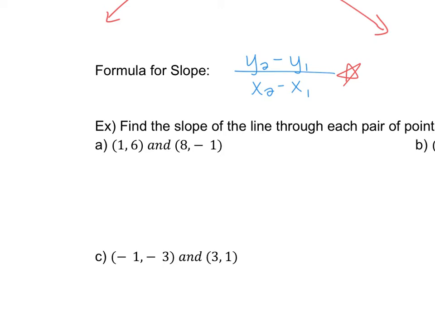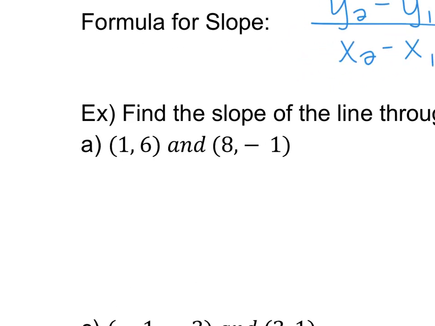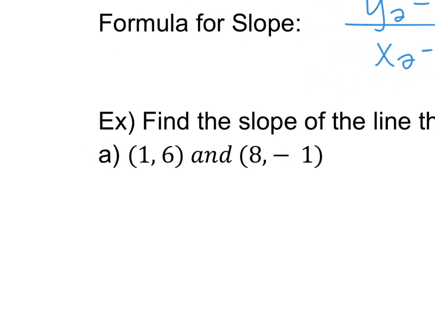Okay, so to find the slope through a pair of points, first thing I always do on these problems is I label my points. So it doesn't matter which way you label them, you'll still get the same answer. You just have to be consistent. The first coordinate is always your x. So I'm going to call this x1, y1, because the second coordinate is the y1, or the y. The second point I'll call x2, y2.